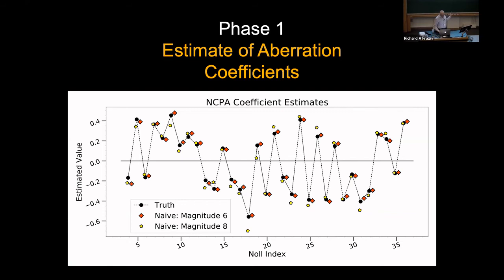And this was with the naive estimate, so we didn't assume anything about the statistics of the AO residuals, but that made us susceptible to the errors in the wavefront sensor measurement. So, nevertheless, we made a pretty good estimate.